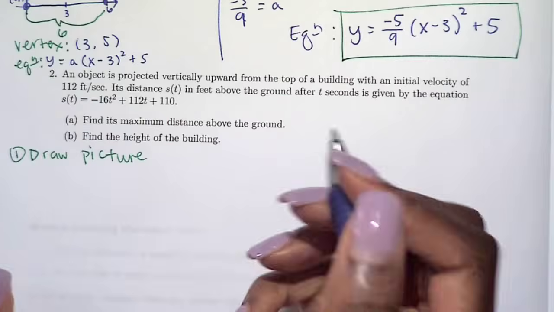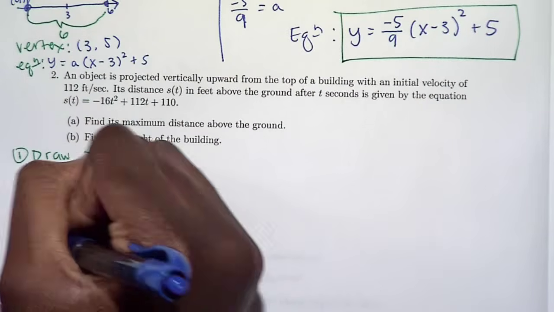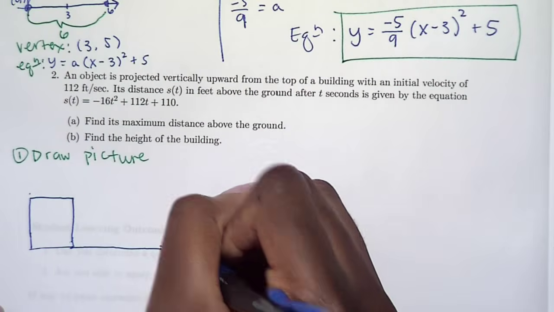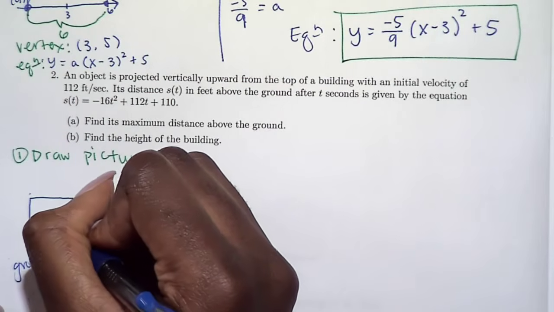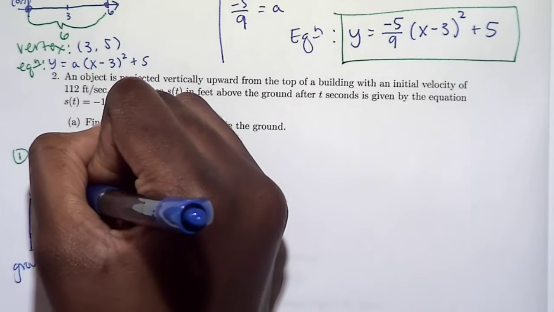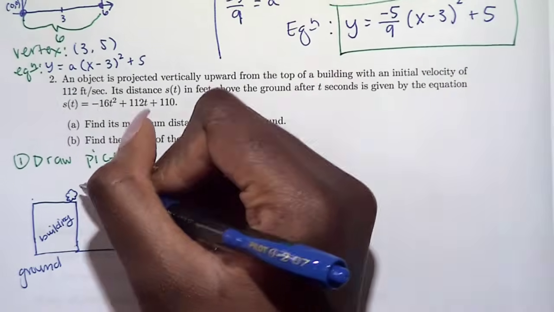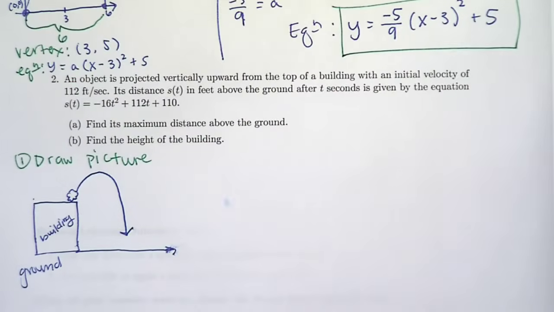All right, so I'm going to draw my building. Don't forget we have a building. And this is the ground. All right, so we have some type of object on top of our building. I'll just draw it like a little bitty puff. We have our object, and it's projected up, which we know gravity is going to make it come back down, right? We have a parabola.